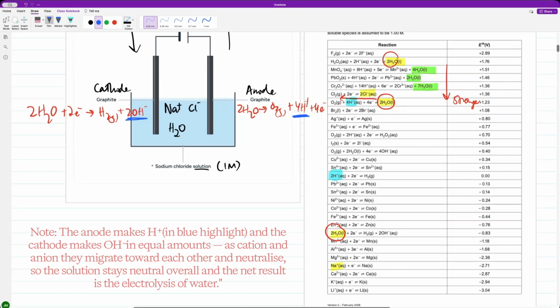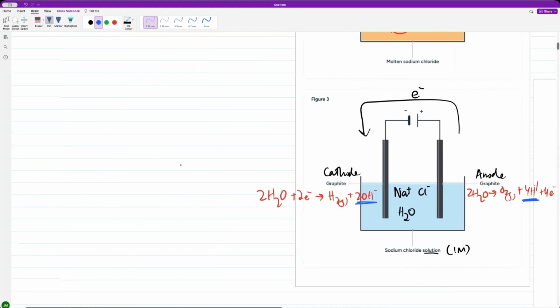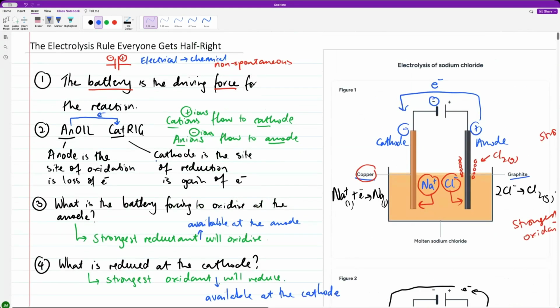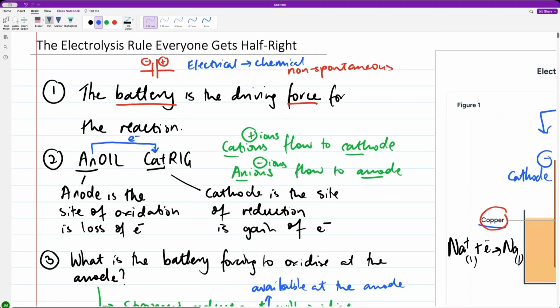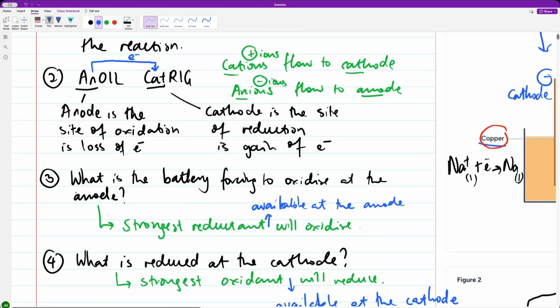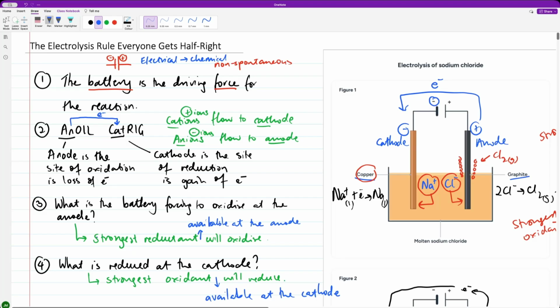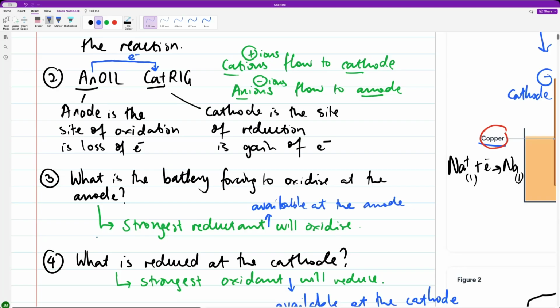So that's the rules of electrolysis, and the order in which to think about these rules I think is very important. Figure out what is oxidized at the anode first, because that might give you possible reactants that can react at the cathode. And that pretty much wraps up the video, the electrolysis rule everyone gets half right. Hopefully you won't be getting this rule half right anymore.